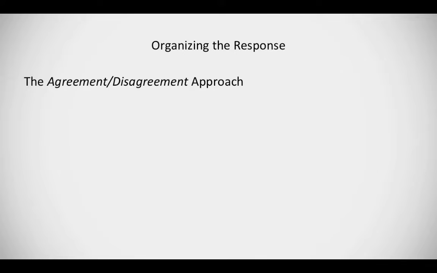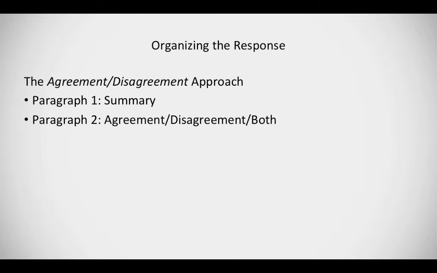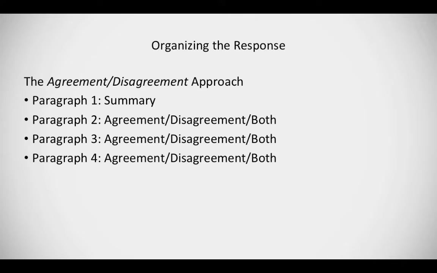The first one we'll look at is what I like to call the agreement-disagreement approach. As is always the case in the summary response essay, the first paragraph is a summary of the assigned reading. Then, in paragraph 2, you say why you agreed with the writer or why you disagreed with the writer. You do the same in paragraphs 3 and 4. All 3 of these paragraphs could be about why you agreed with the writer, or all of them could be about why you disagreed. One paragraph could be about what you agreed with, and 2 paragraphs could be about what you disagreed with. It's really up to you.